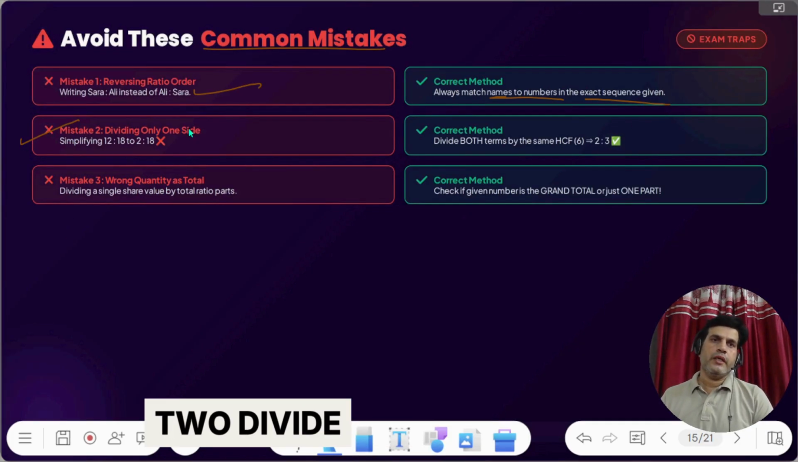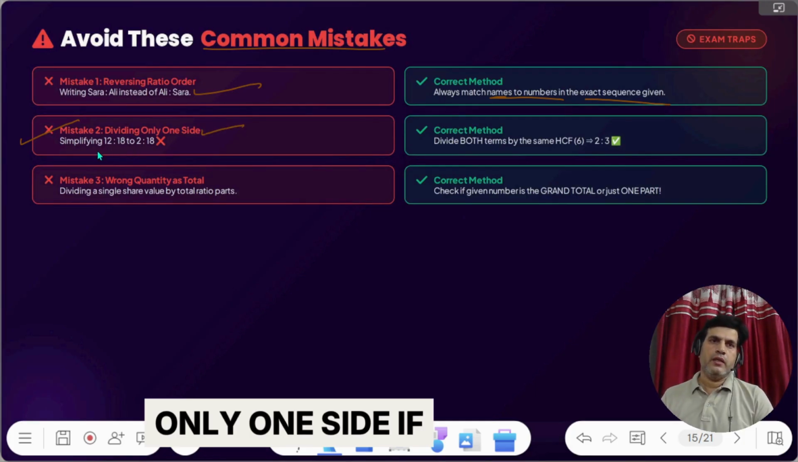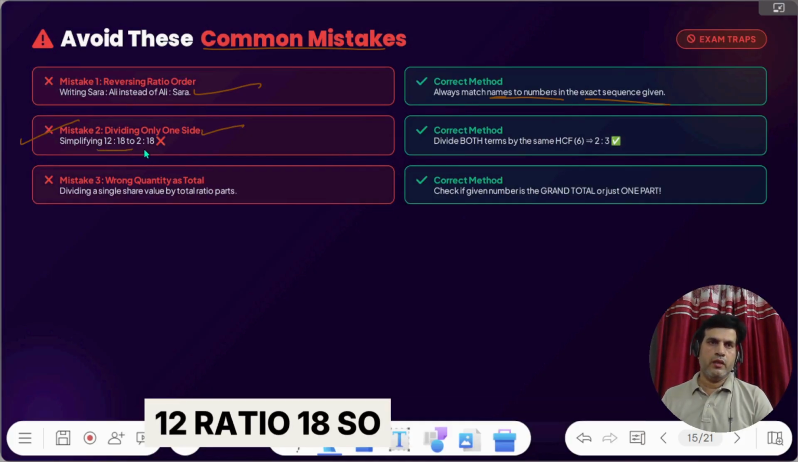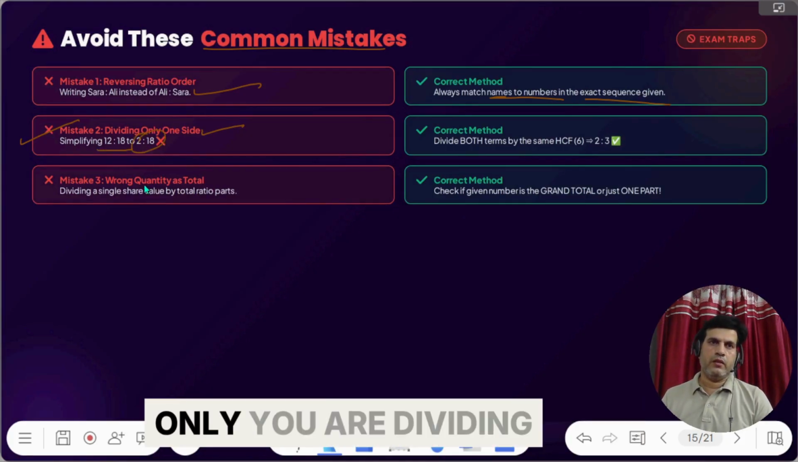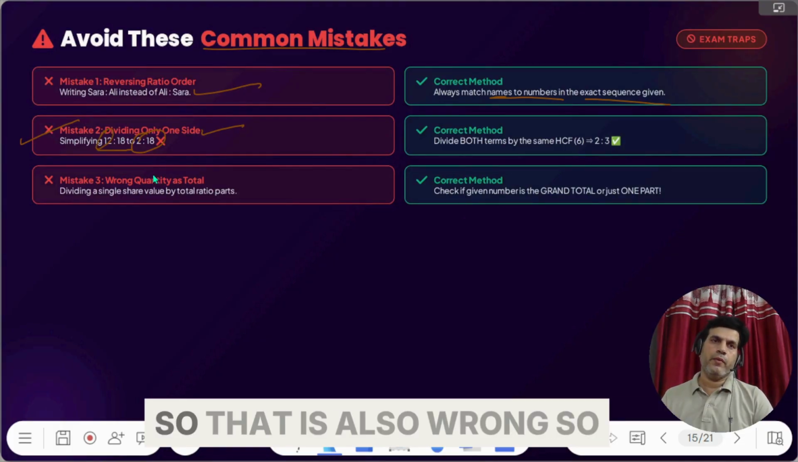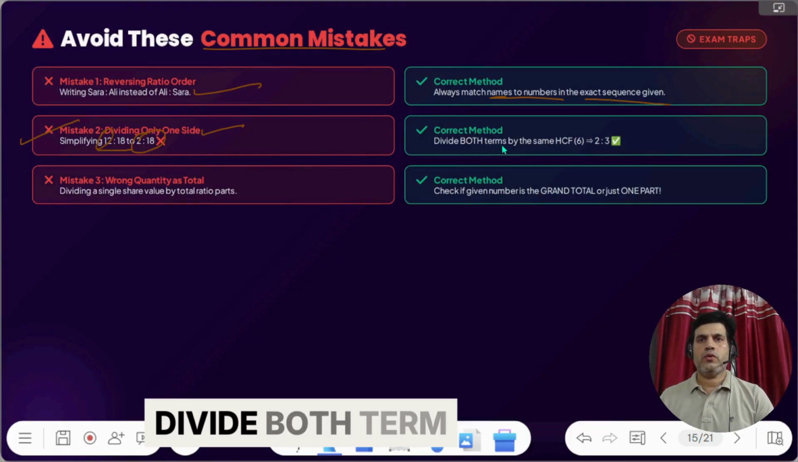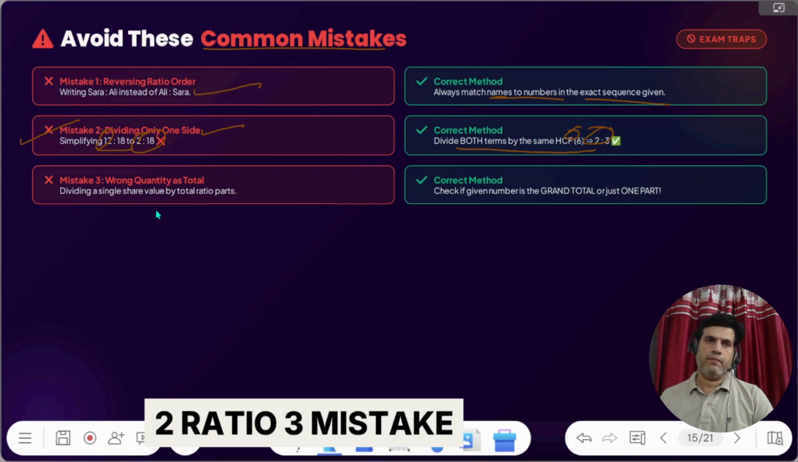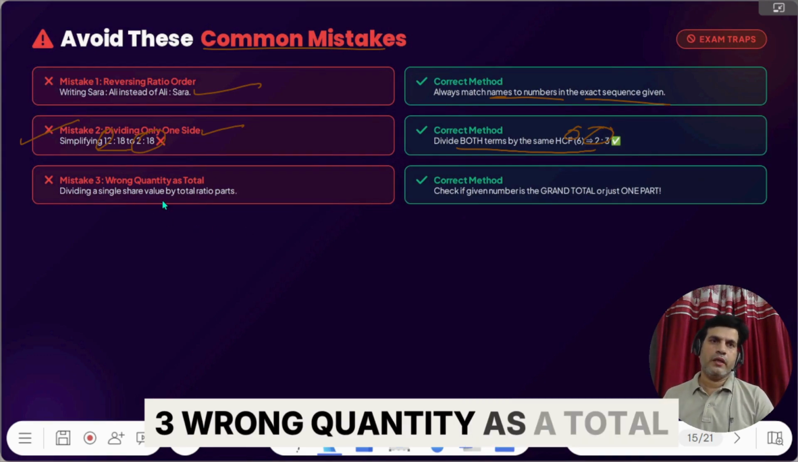Mistake 2, dividing only one side. If you divide only one side, that will also be wrong. 12:18, so 2:18. You are dividing only the numerator and not the denominator, so that is also wrong. So divide both terms by the same HCF, 6. So 2:3. Mistake 3, wrong quantity as a total.